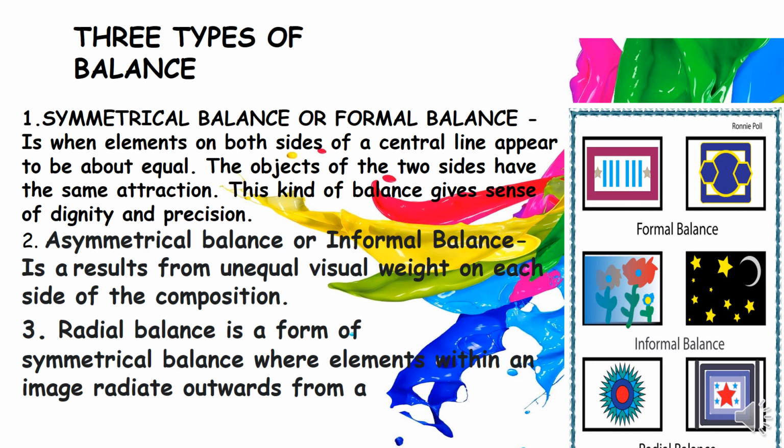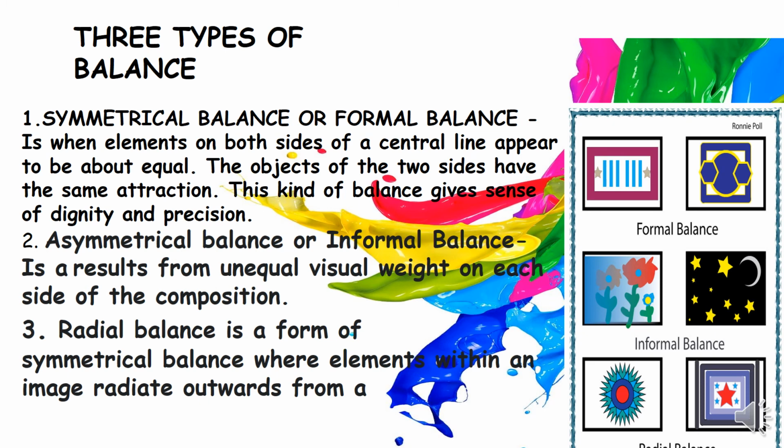The second one is what we call asymmetrical balance, or informal balance. It results from an equal visual weight on each side of the composition. The third one is what we call radial balance.